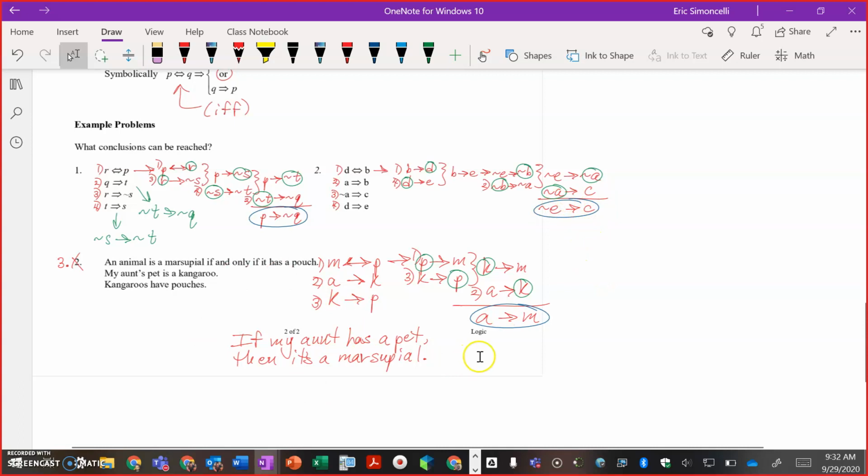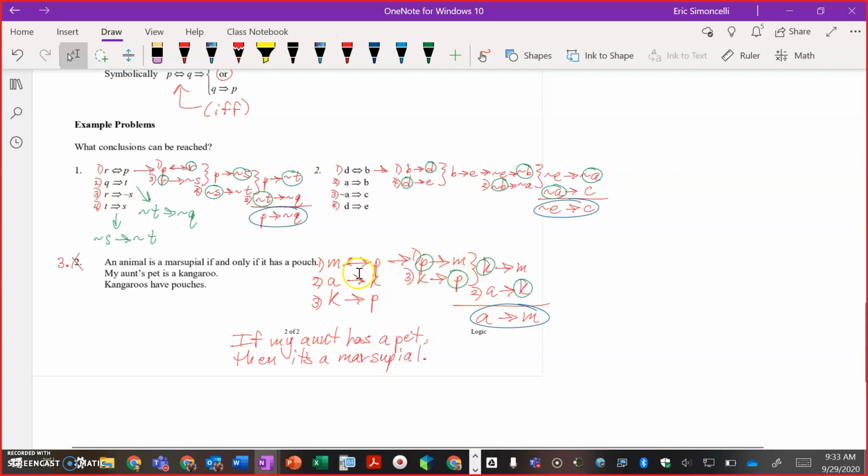This example is pretty nice. It shows here an animal is a marsupial if and only if it has a pouch. My aunt's pet is a kangaroo, and kangaroos have pouches. So what I've written here is M, if and only if P, A implies K, and K implies P. Here I've paired up 1 and 3. The P's here and here I can pair up quite nicely. Notice I also flipped. If M implies P, P also implies M, so I can flip it like so.